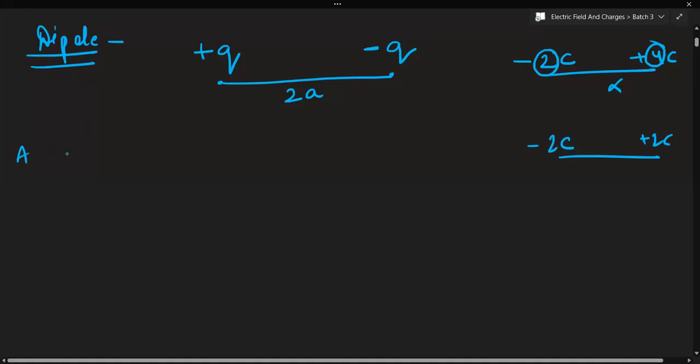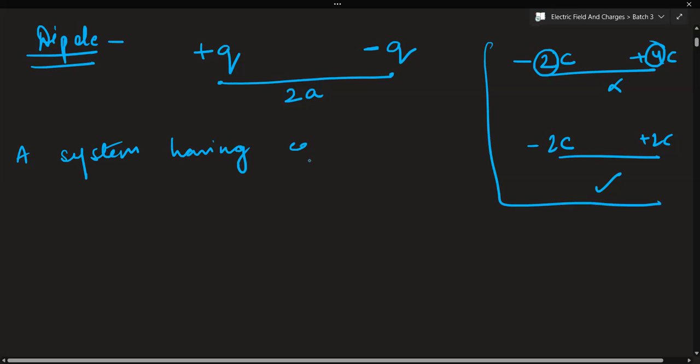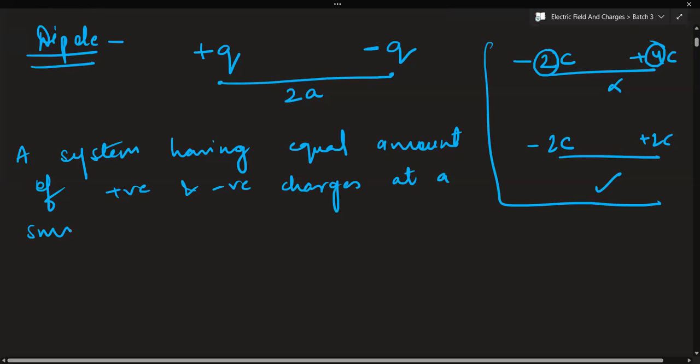So a system, this is called a dipole. This is not considered as a dipole. So a system having equal amount, means both have the same magnitude, so equal amount of positive and negative charges at a small separation between them.